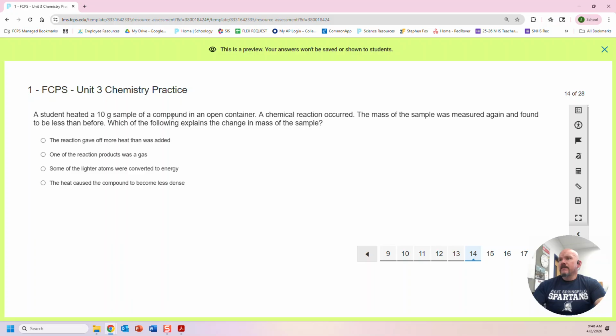A student is heating 10 grams of compound in an open container. Okay, so that means gas can escape. Okay, a chemical reaction occurs. The mass of the sample was measured again and found there was less. So we lost some of the matter. Oh no, where did it go? It must have escaped out of the top of the container as a gas. So this is just saying, hey, one of the products must have been a gas.